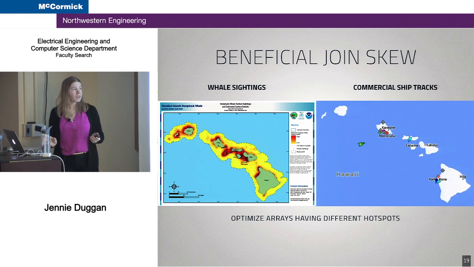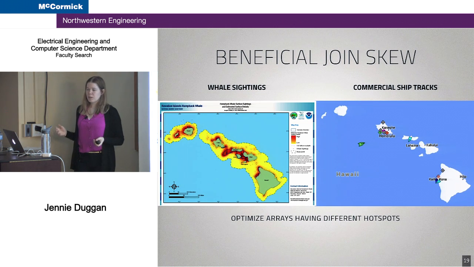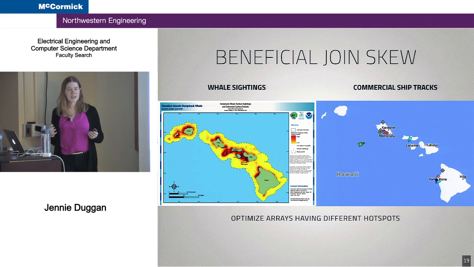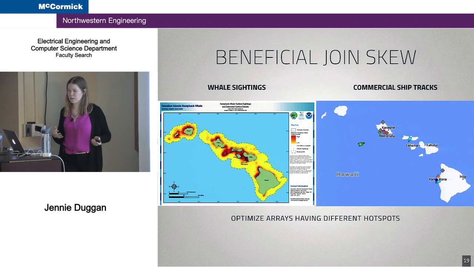Take, for example, a marine biologist who wants to understand how whales are being affected by commercial shipping lines. She might want to join her whale sightings database, where she has a single array in latitude and longitude space, with one of commercial ship tracks. You can see here that the whales tend to congregate around the middle of the Hawaiian Islands, whereas the ships are largely at the ends. For example, cruise ships are pulling into Honolulu on a regular basis. They also tend to stop at the main island.